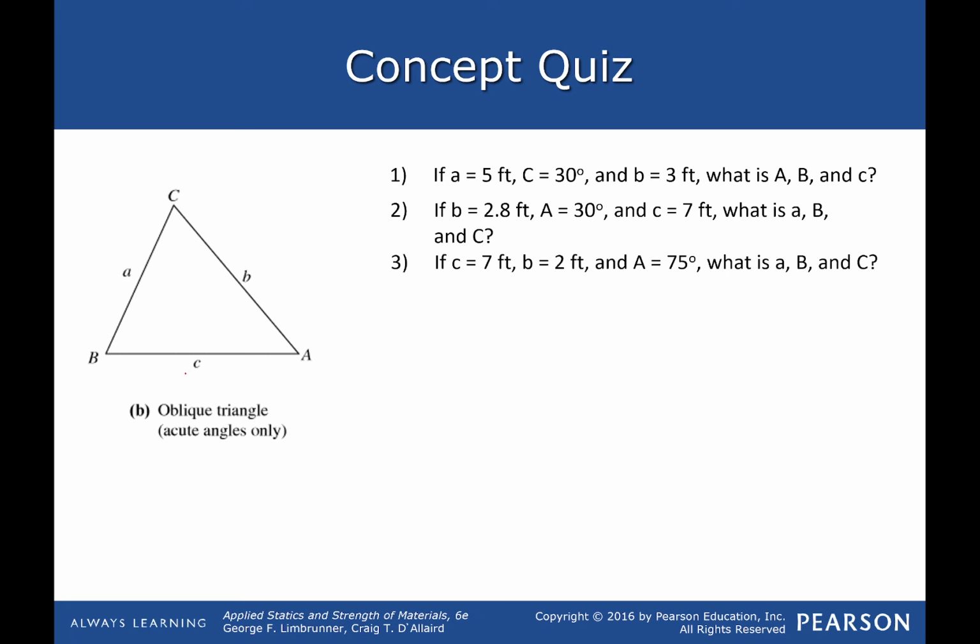So C is 7 feet, okay. B is 2 feet, and A is 75 degrees. What is A, B, and C? Okay, let's try this again and keep on going through it. C, B, and angle A? Yes. So this is pretty similar to last time, just with slightly different numbers.